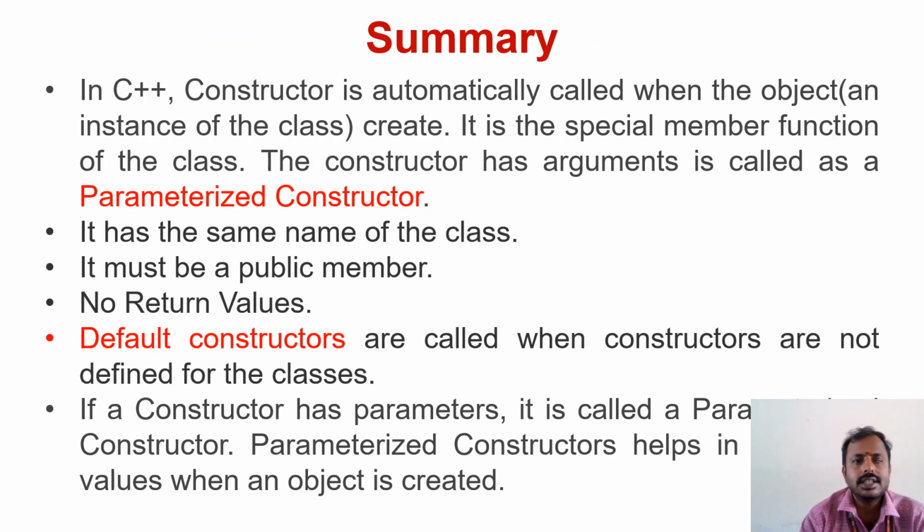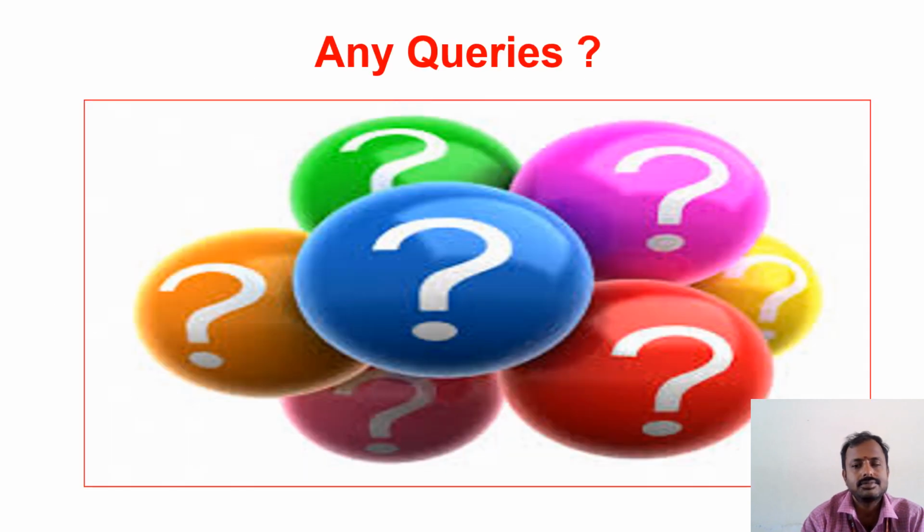To summarize, in C++, a constructor is automatically called when an object is created. It is a special member function of the class. A constructor that has arguments is called a parameterized constructor. It has the same name as the class. It must be public. It won't return any value. The default constructor is called when no constructor is defined by the class. The parameterized constructor helps in initializing the values of an object that is being created. Thank you.